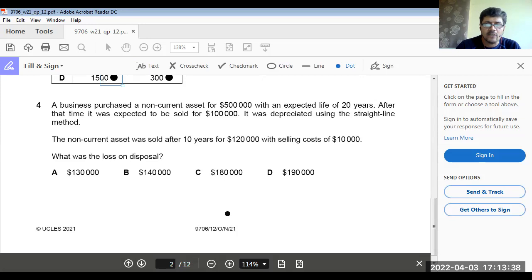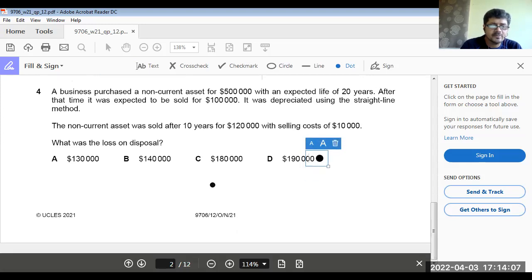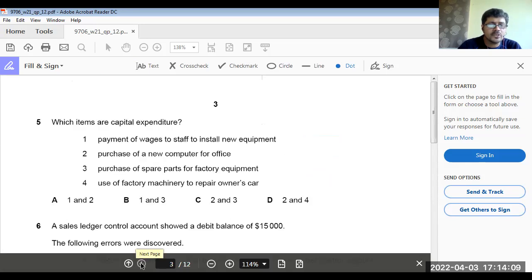Now the machine was sold for 120,000 and 10,000 is your selling cost. So 500,000 is the cost minus 200,000 provision after 10 years. Book value after 10 years was 300,000 minus 120,000, plus the selling cost, 180,000 plus 10,000, that makes your loss 190,000. Okay. Now come to question number 5.